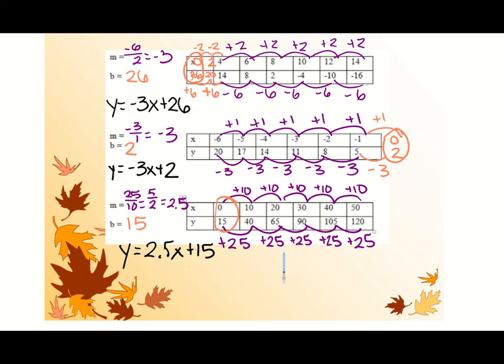So at this point, I hope you feel comfortable writing an equation from a table.